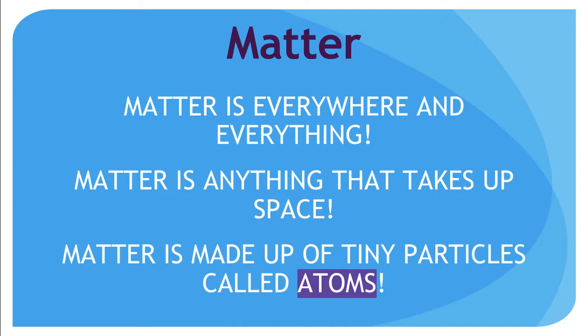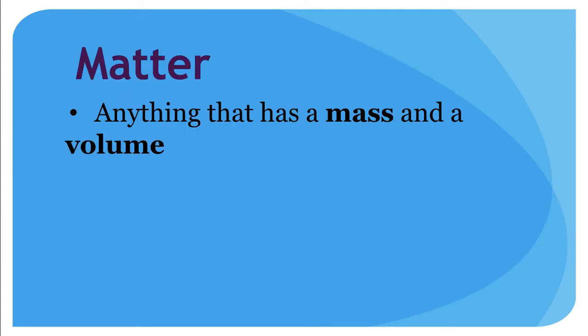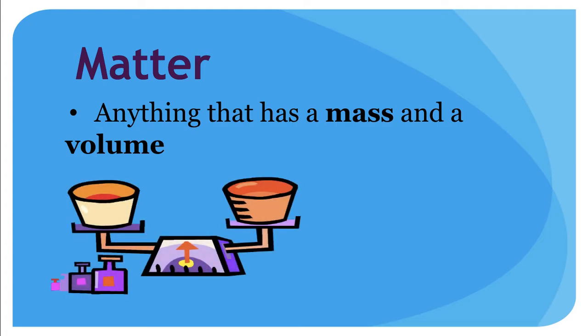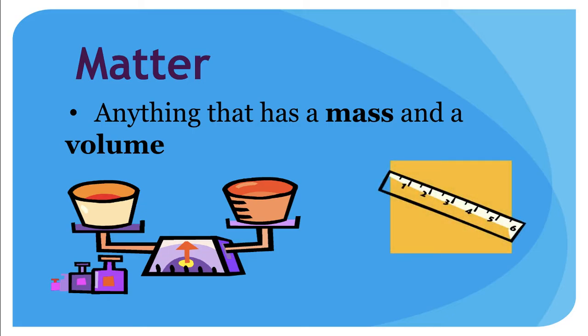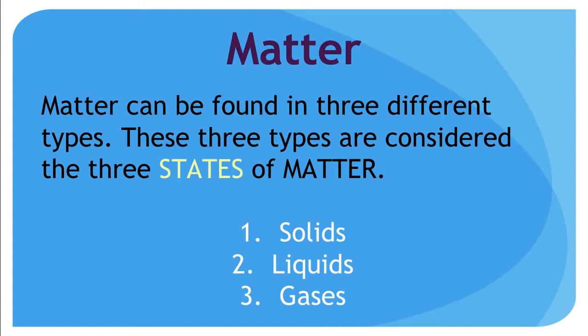So if we remember, matter is everywhere and it's everything. It is anything that takes up space. It's made up of tiny particles called atoms. Matter is anything that has mass and volume. And mass is how much space something takes up, and volume is the capacity of that matter. So this is our mass, measuring how much something weighs, and the volume is the measurement of this shape.